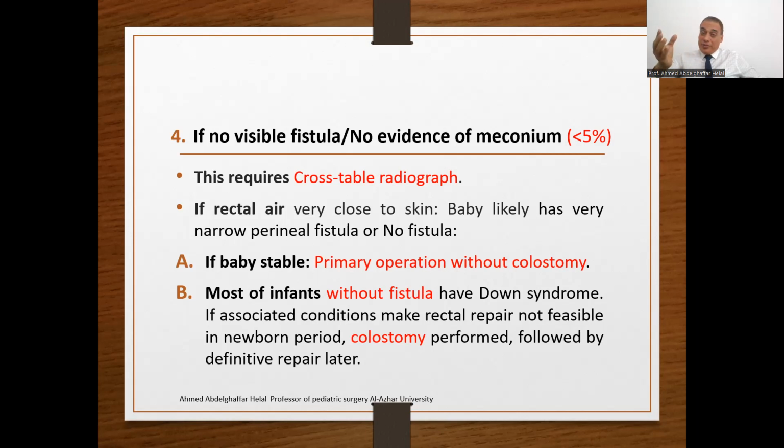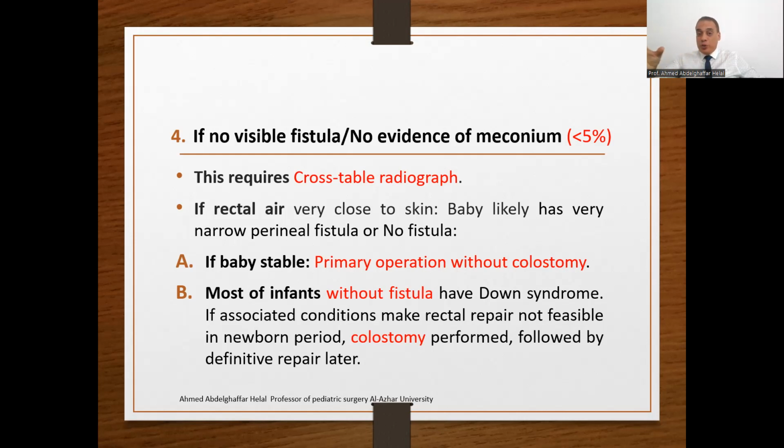So the re-evaluation of the perineum in the female may show a perineal fistula. You will go to primary surgery if the baby's conditions allow. Number two, vestibular fistula, also primary repair if the condition is okay. Number three, single orifice or cloacal malformations. In such cases, you require colostomy, drainage of the hydrocolpus, assessment for hydronephrosis, and endoscopic examination. The fourth option, no visible fistula, no evidence of meconium in the female.